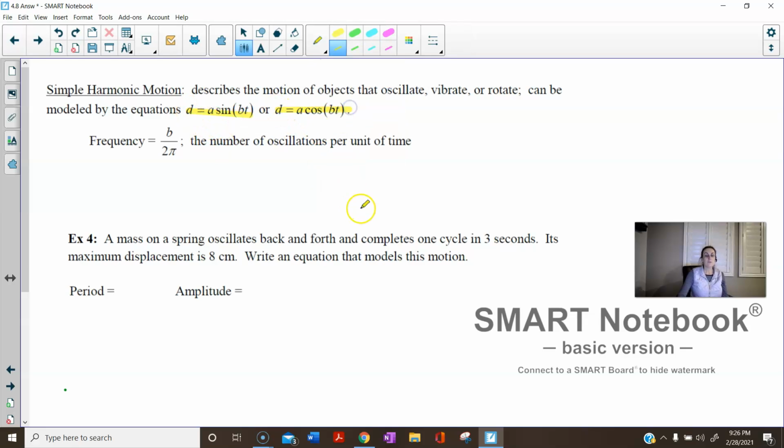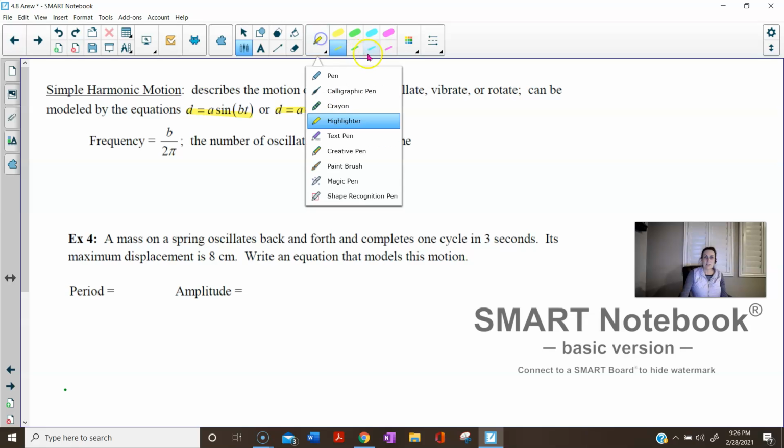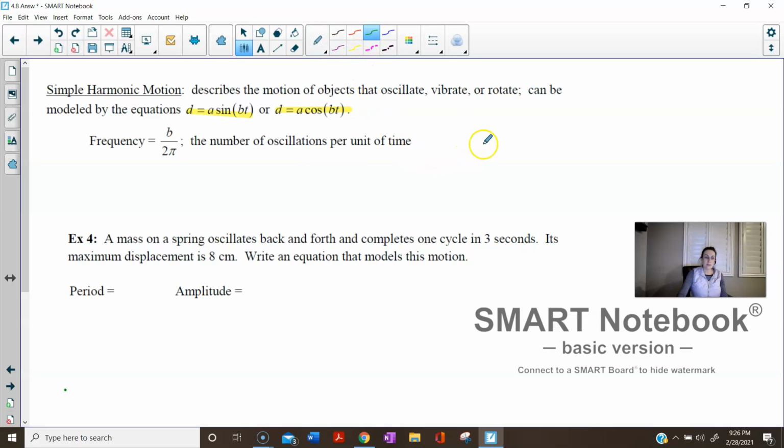So frequency is going to be B over 2 pi. That's how often you get the rotation. The other thing to remember is your period. So your period is going to equal 2 pi over B. And you can see that here's B in these formulas, okay? So let's look at example 4.